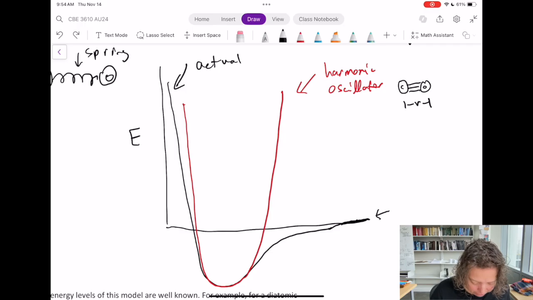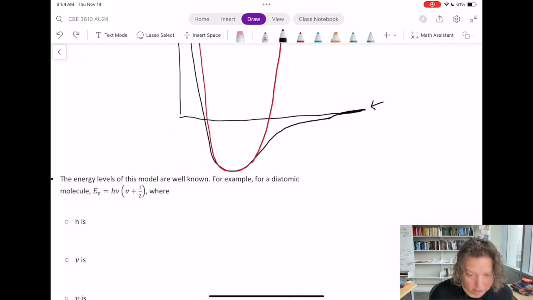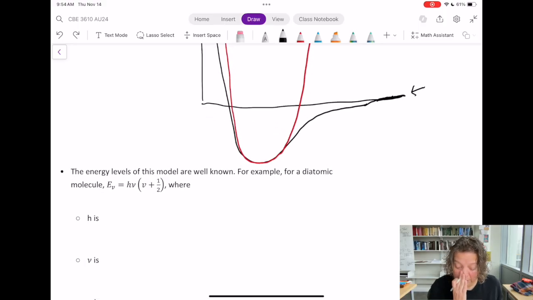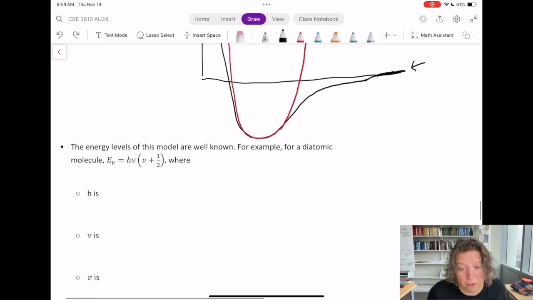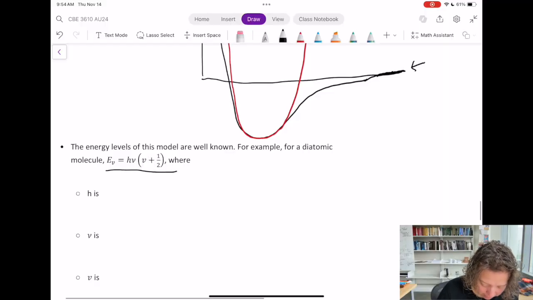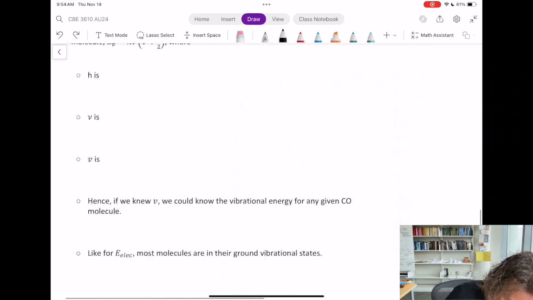So again, for the harmonic oscillator, this is a very well-known model. The wave functions are well known. I'm not going to talk about those here because they're interesting, but it's a distraction from where we're going. I'm going to talk about the energy levels. Those are also well known, so multiple people have solved this model. We don't need to. They look like this. Here, h again is Planck's constant.